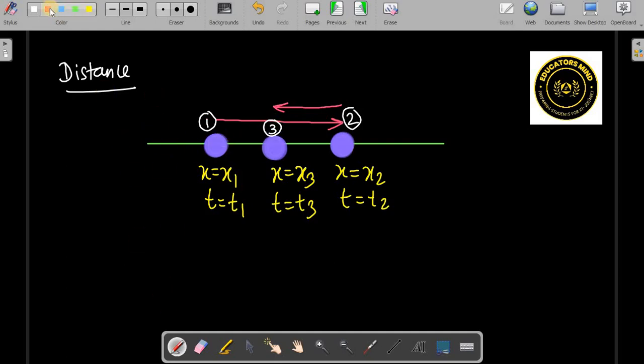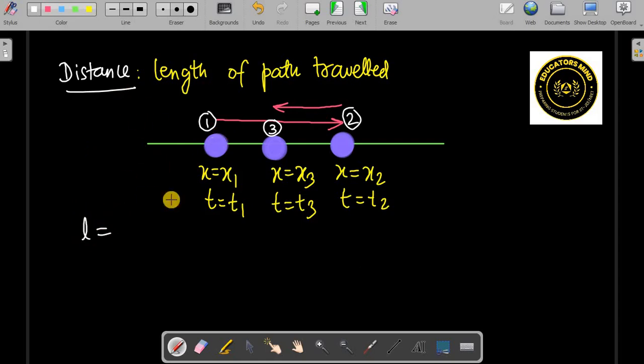So how do we calculate distance? Remember, what is the distance? Distance is the length of the path traveled. Distance means length of path traveled. So the body is moving from 1 to 2, and 2 to 3. Here we are going to write distance. Distance generally is written as L. So the length of the path from 1 to 2 you can write as L 1 to 2, then L 2 to 3. Like this you can write. And remember, this is a straight line path.